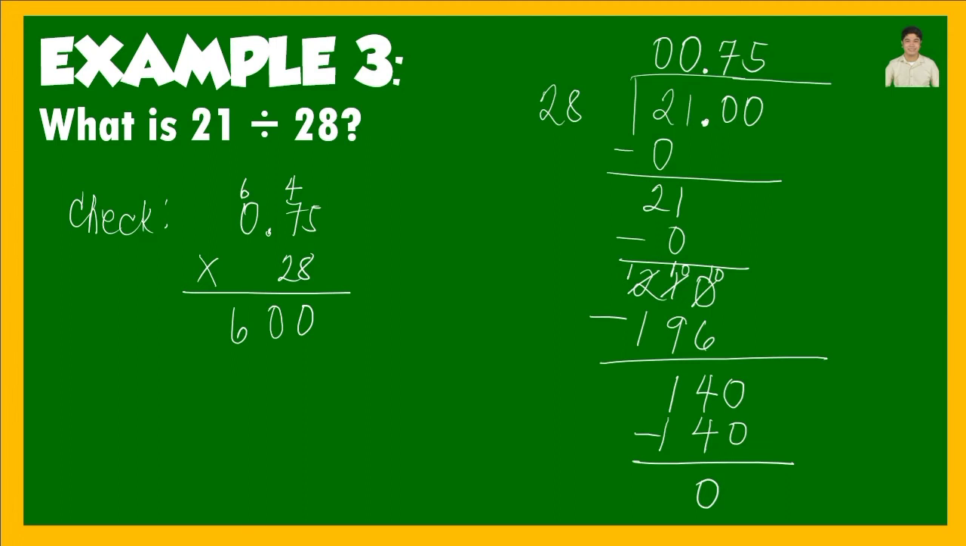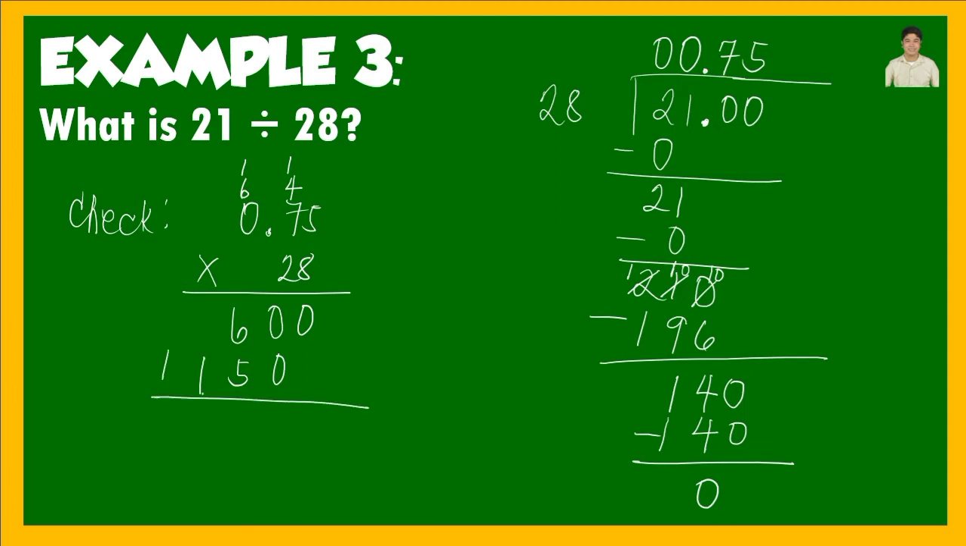2 times 5, we have 10. So, sulat natin 0 and then carry 1. 7 times 2, that is 14, plus yung carry natin 1, 15. So, sulat natin 5 and then carry 1. 0 times 2, 0 plus 1, 1.